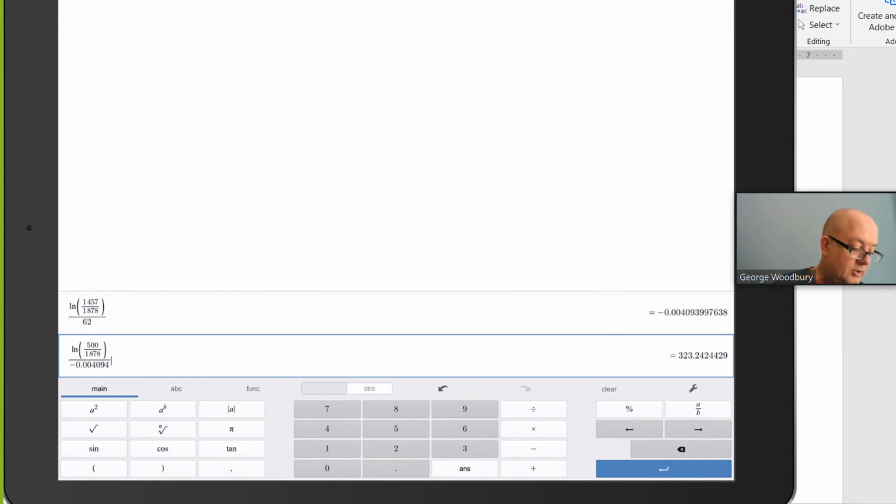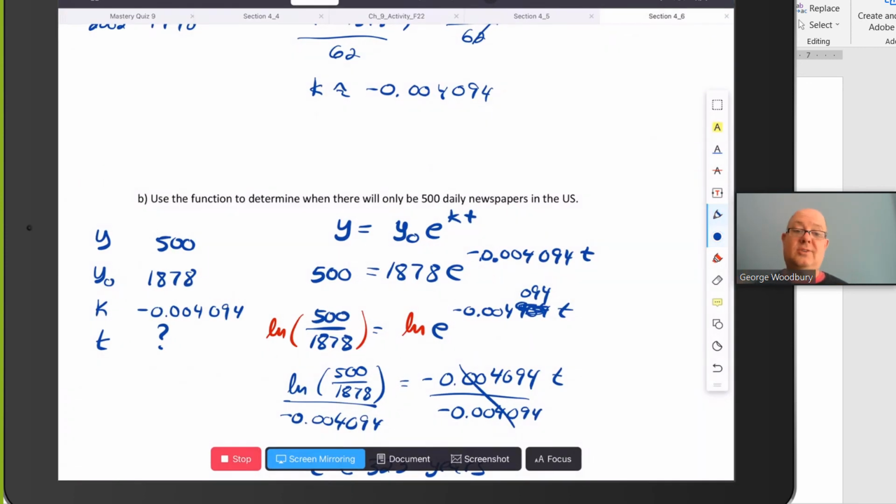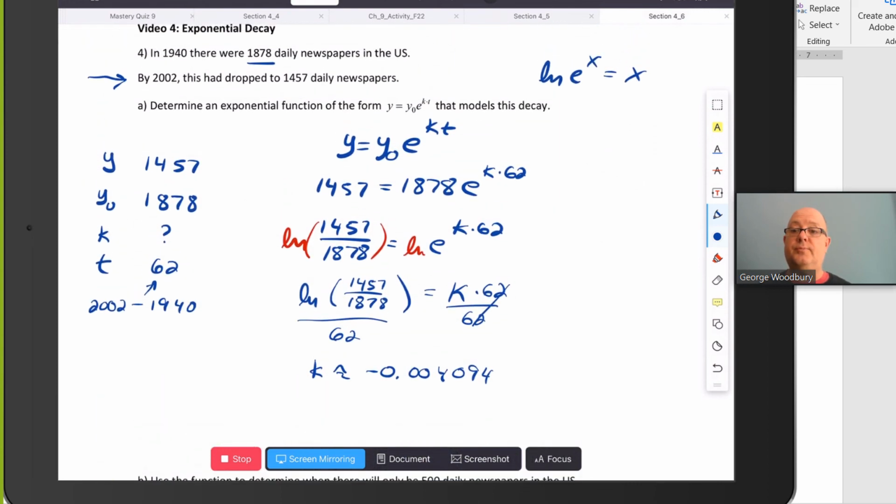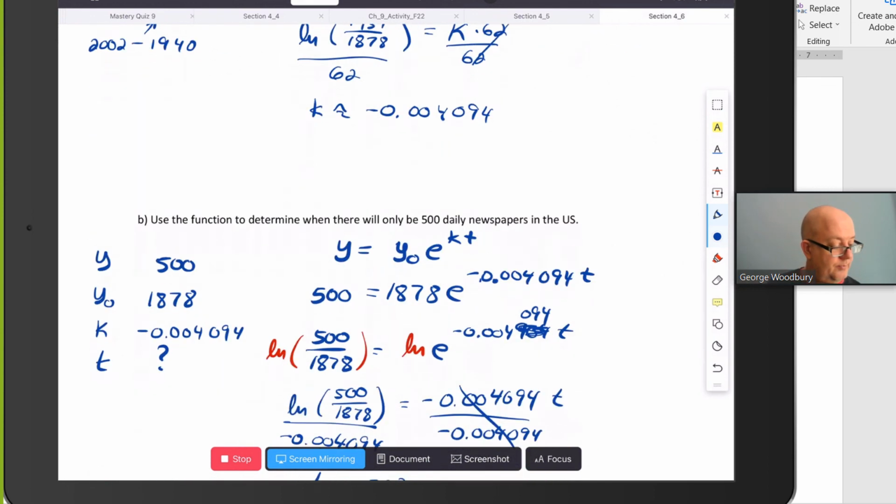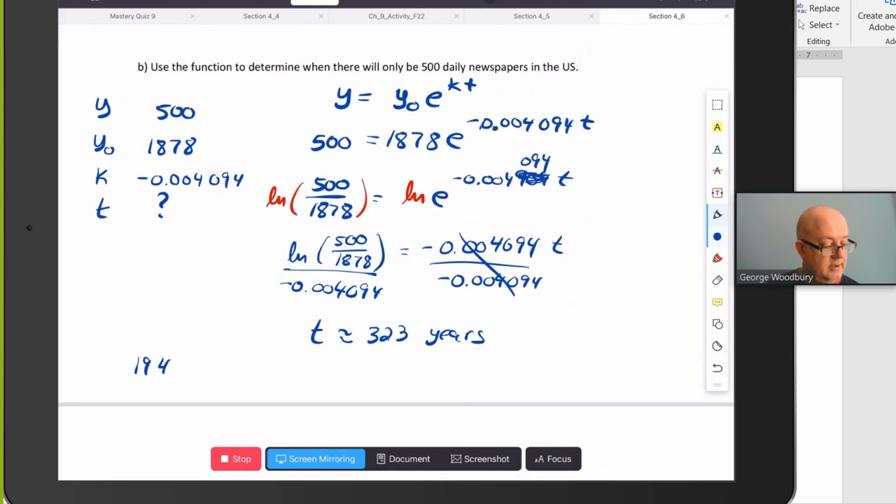Just making sure everything was still good here. So what this is saying, 323 years is a long time into the future. This is just saying that if the decay continues at the same rate, that's when it will happen. So 1940 plus 323 years, that is in the year 2263. Now, we don't know, and it's probably safe to assume that the decay won't occur at the same rate, but this is saying that if it occurred at the same rate, this is when we would be down to 500.